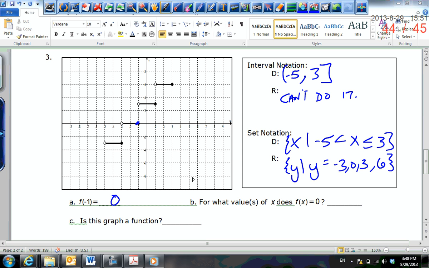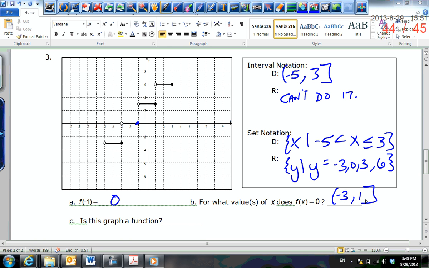All right, for what values of x does f of x equal 0? 3, -3. Okay, -1 for sure, right? What about -2? Yeah. What about -3? Open circle, right? Not there. But it's everything between -3 and 1. So I'm going to say -3, 2, 1, like that.